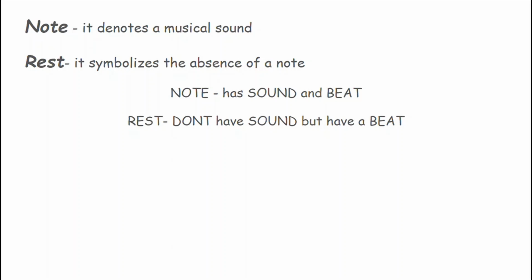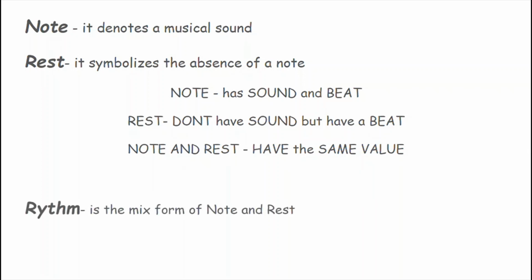So, ang note may sound na 1, 2, 3, 4 and rest 1, 2, 3, 4. Yung countings lang ang naririnig natin or yung beat but there is no sound. Note and rest have the same value. Matitingnan natin or check natin later if there is the same value.